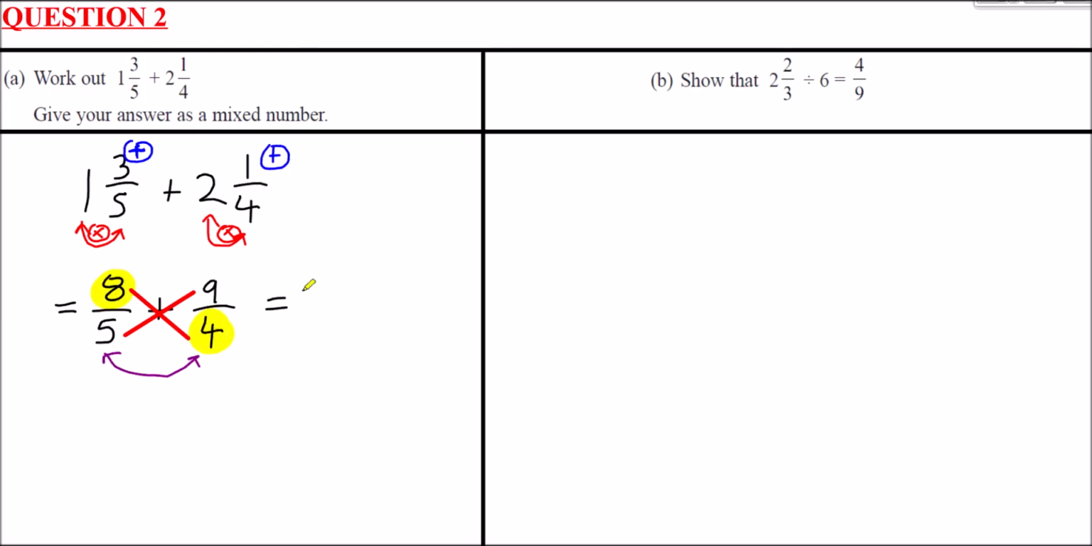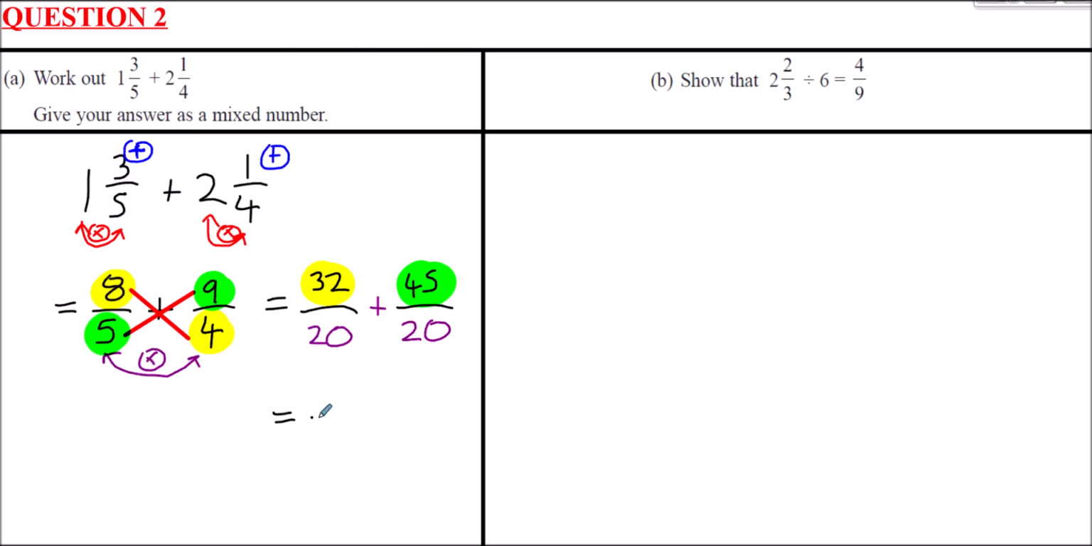So 8 multiplied by 4 is going to become 32. And the bottom numbers, 5 multiplied by 4 is going to become 20. So we have 32 over 20. And the second one, we're going to do 9 multiplied by 5. 9 multiplied by 5 is 45. And the new bottom number again is going to be 5 times 4, which is 20, which is what we want. We want it to be the same on the bottom.